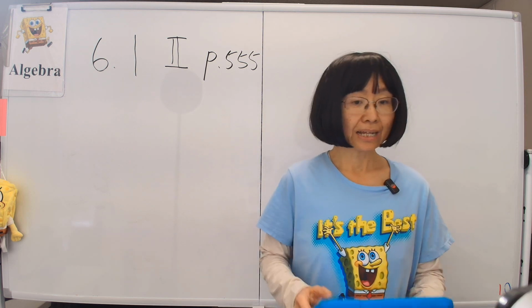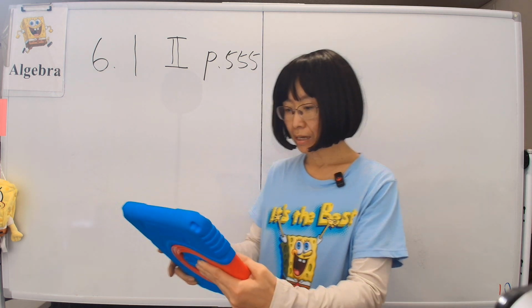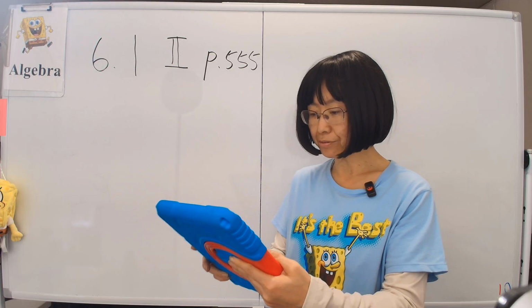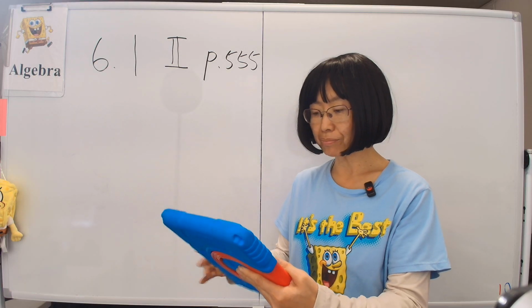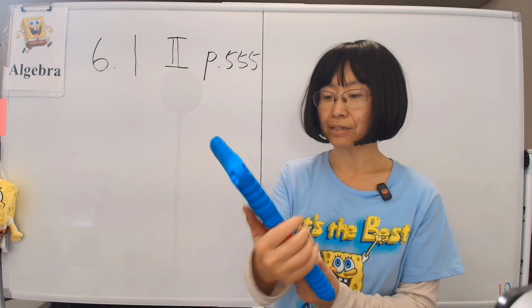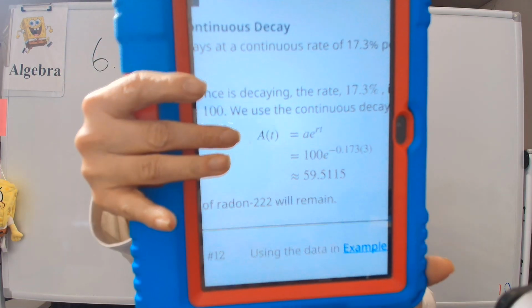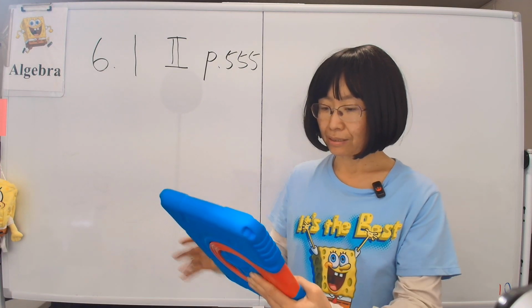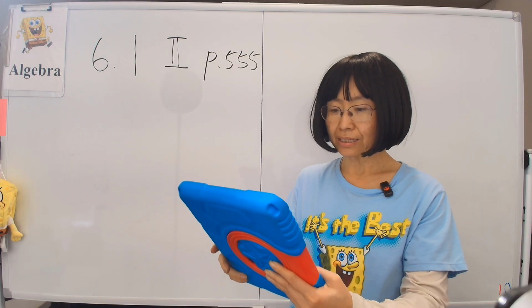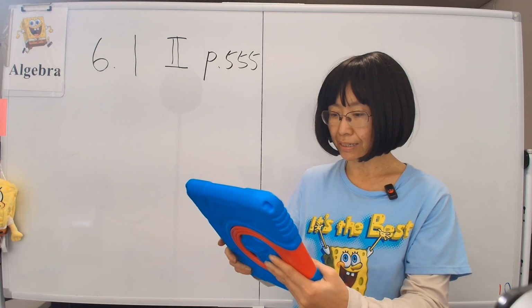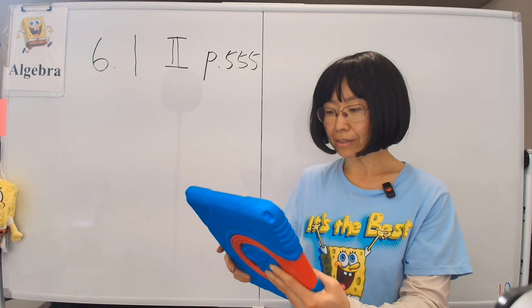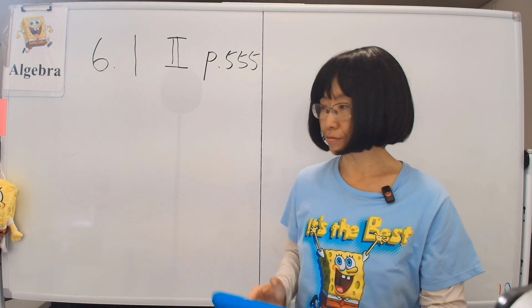Next, let's look at example 12. When we calculate continuous decay, the word continuous means you have to use the formula with the e in it. That is the one that says A(t) = Ae^(rt). Now the continuous decay rate is 17.3% per day. So we need to know how much of 100 milligrams of the stuff remains after 3 days.